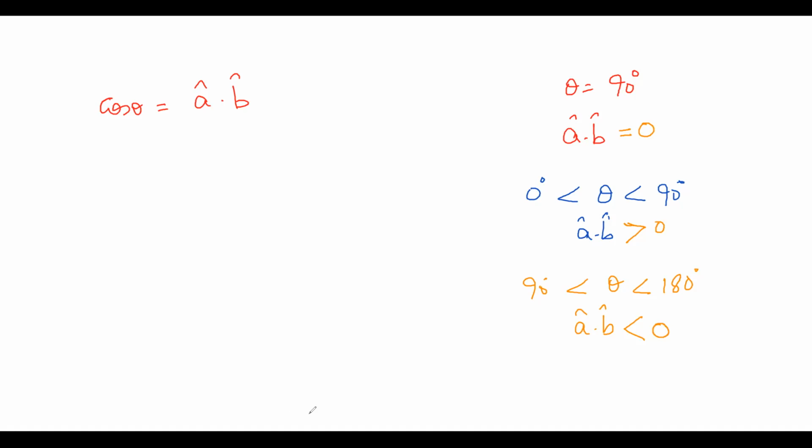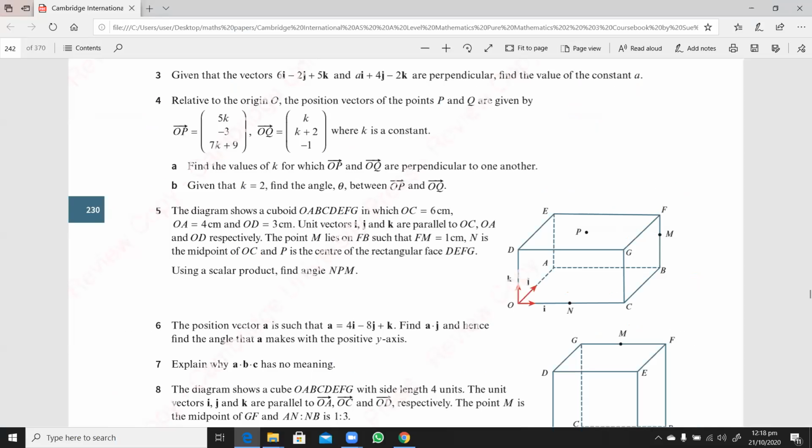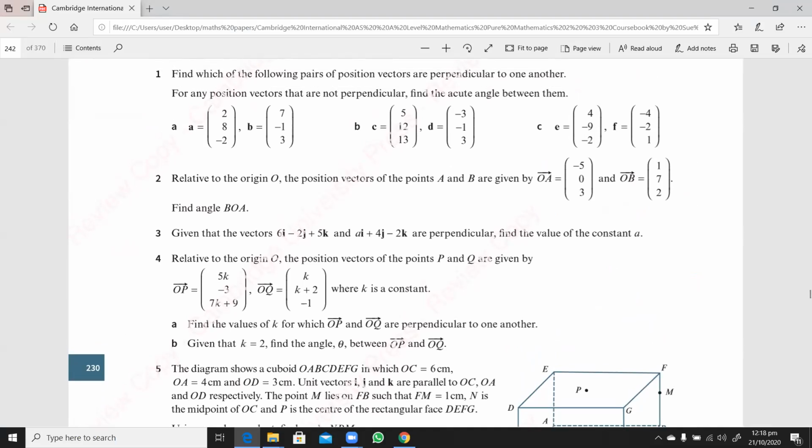Let's try some questions from the book first, and then we shall go on to the past papers. Okay. So I'll be sharing the book with you. These are the papers. Now this is the exercise that we were trying. So you start from the first question. You try the first question.